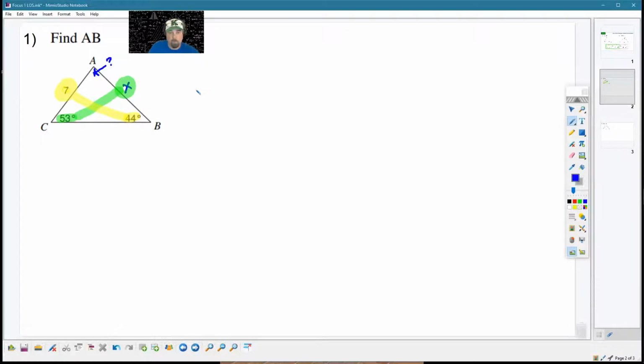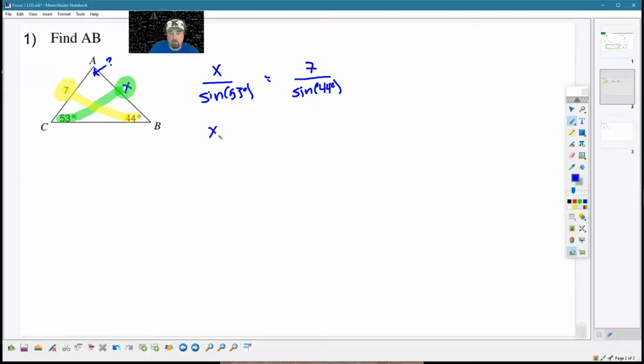Now, just as a kind of review here, could we find this angle here if we needed it? Yep. If we're given two angles of a triangle, we automatically know the third. We don't need it for this one, but you might encounter many problems like that where you're going to need to find that third angle based on the triangle sum property. So let's go ahead and solve this. So this is x over the sine of 53 degrees equals 7 over the sine of 44.